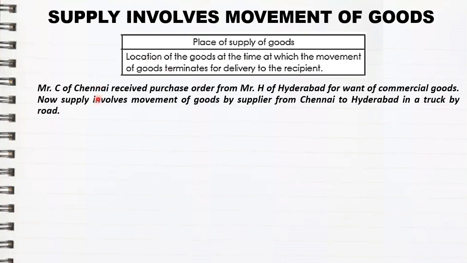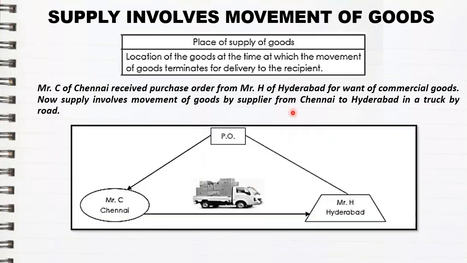Mr. C of Chennai received a purchase order from Mr. H of Hyderabad for some commercial goods. So here Mr. H has ordered goods from Mr. C. The supply involves movement of goods by the supplier from Chennai, here the supplier is Mr. C, to Hyderabad in a truck by road. Now let us put this example in graphical form first.